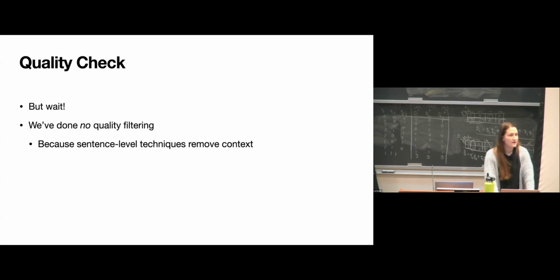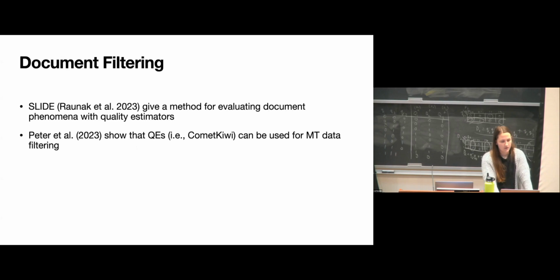But wait, we've done no quality filtering beyond that, and a lot of the alignments might be bad. And as I mentioned at the top, a lot of web text is machine translated anyway. So if we do extract context from this, they might be machine translated, and we don't want to distill Google Translate when training our models. So we need to investigate document filtering.